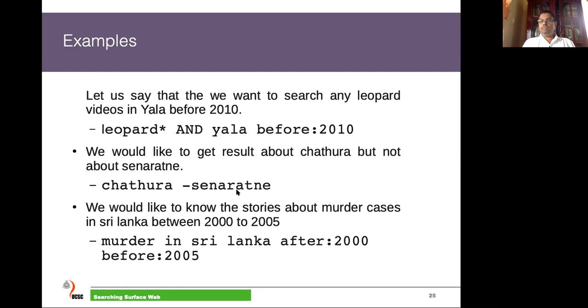Then you want to gather some information about murders in Sri Lanka. You can type murder, then you get all the murder cases all over the world. In case you want to limit that to Sri Lanka, you type murder in Sri Lanka. It gives you news stories about the murders in Sri Lanka from history to right now. But you are an investigator and you want to find some information only between 2000 and 2005, for some purpose.